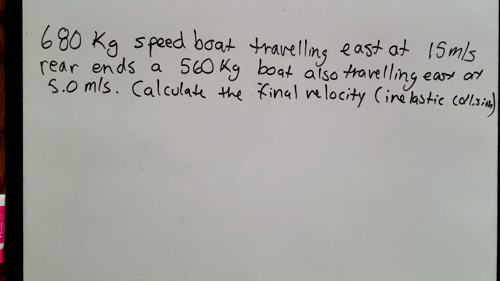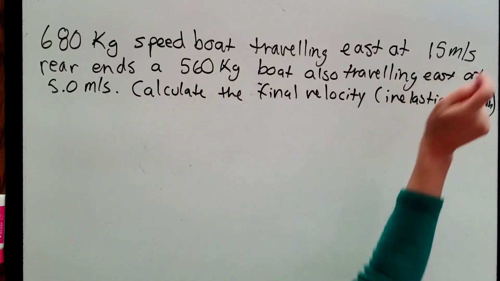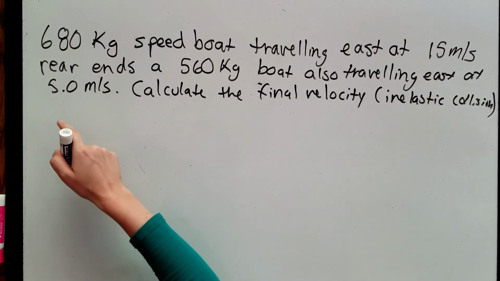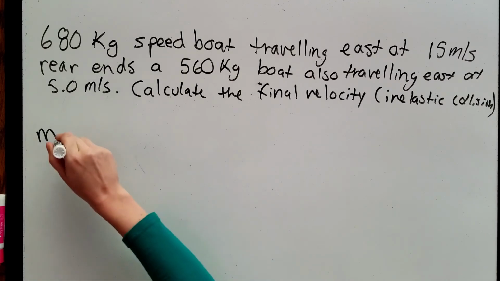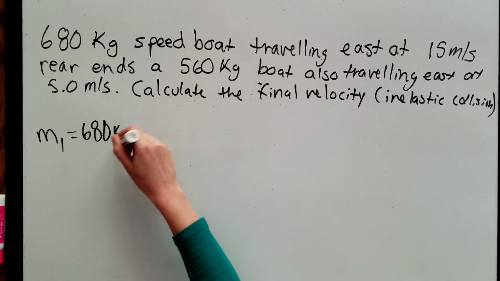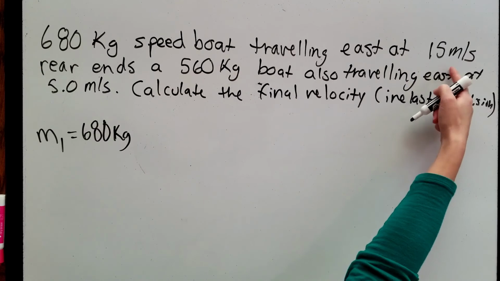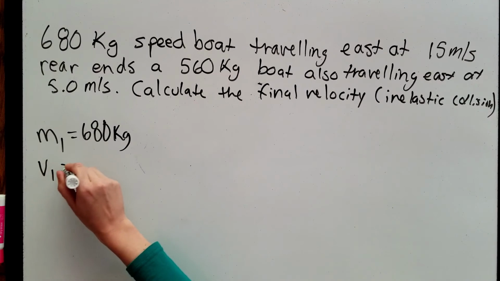So let's start by converting if necessary. Looking at all the numbers present, I got kilograms, I got meters per second, meters per second, that all looks good. So let's do our knowns and unknowns. I have a mass here. I'm going to call that speedboat 1, 680 kilograms. I continue reading, that speedboat is going at a velocity of 15 meters per second. So that's going to be my V1.